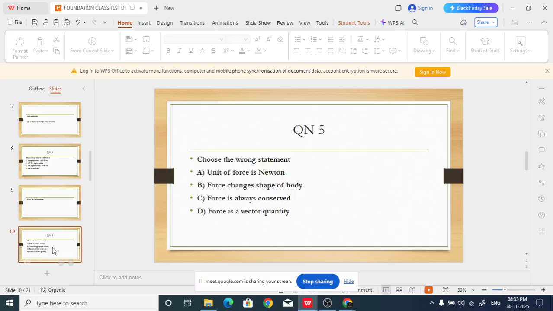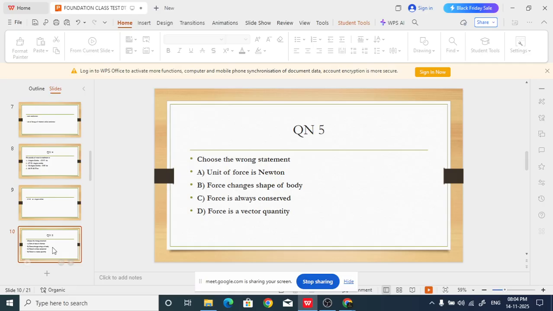Palak or Aditi, can you read? Choose the wrong statement. Unit of force is Newton. Is it correct? Yes, sir, unit of force is Newton. Force changes shape of the body. Yes, sometimes force may change the shape. Suppose a very big force acts on a body, then the shape may change.